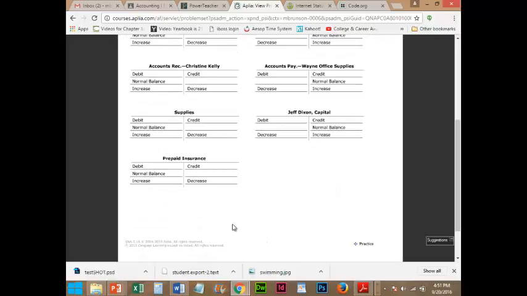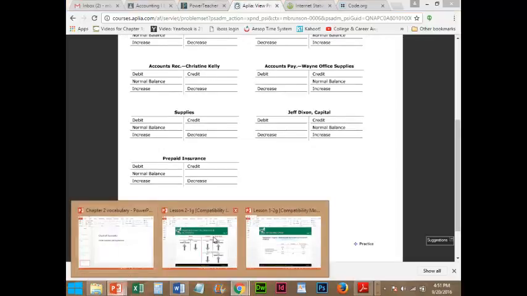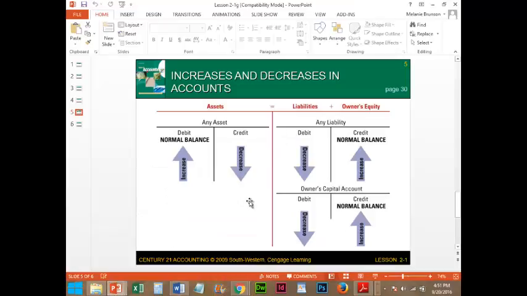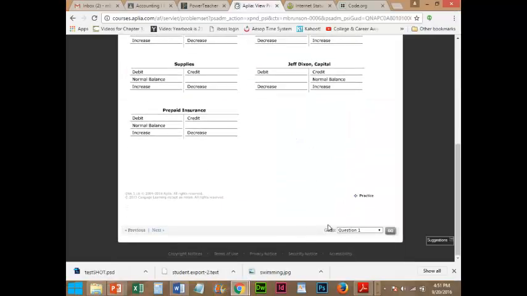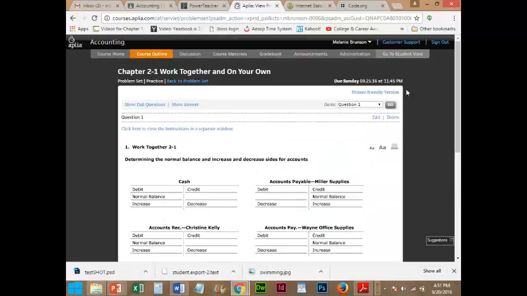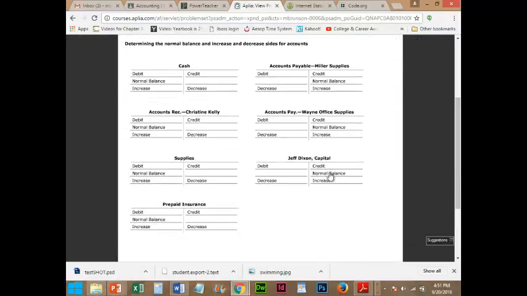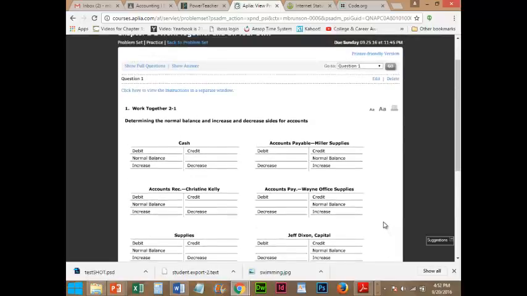Okay, if you haven't already in your notes, please make sure you have this information. Just draw some simple T's, label assets, draw your arrows, mark your normal balance for assets, liabilities, and owner's capital. It's really going to help you to have that to refer to as you go through this chapter's assignments. I'm not even logged on as a student, so I can't check my answers. But go ahead and check your answers. You should have done splendidly and have all green check marks.